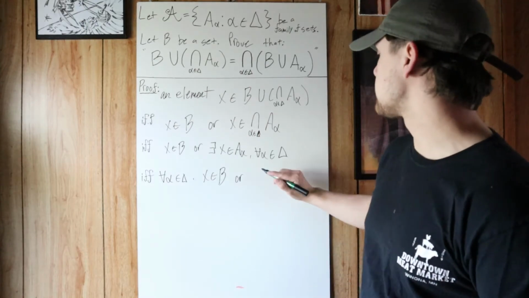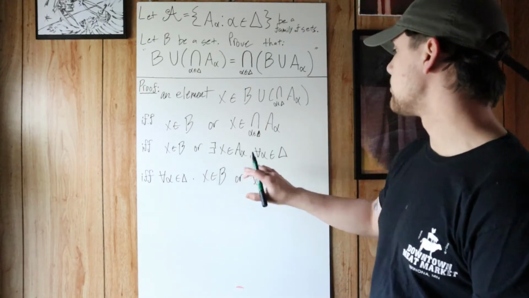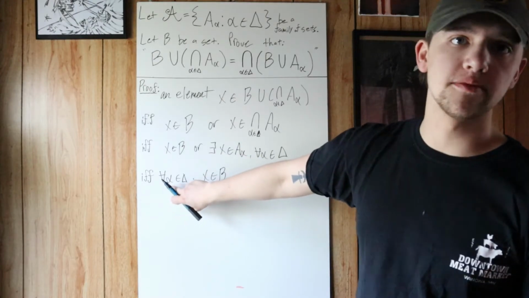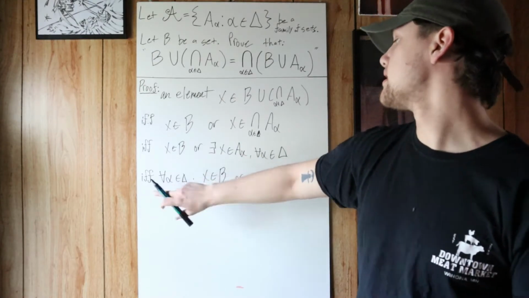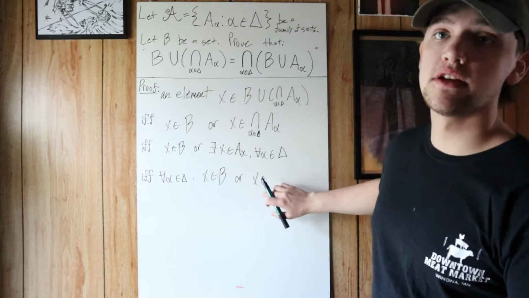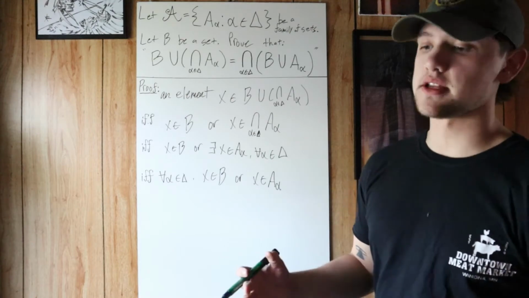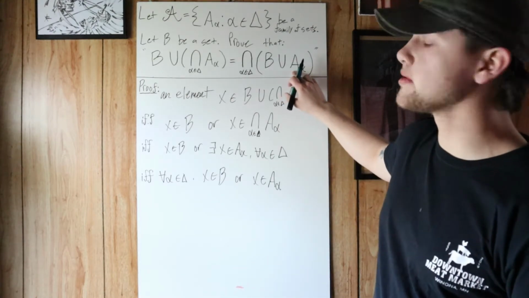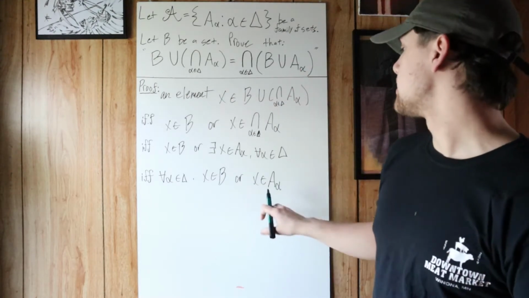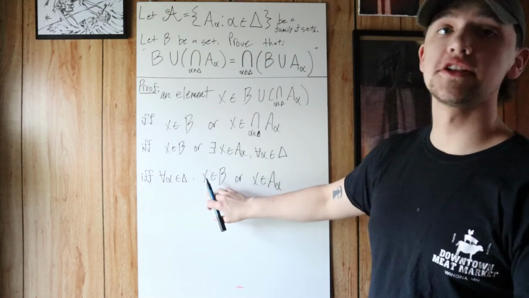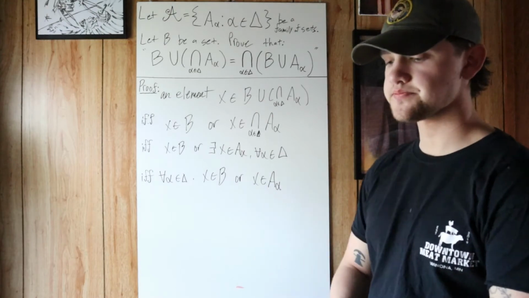X is within, for all alpha subscripts in the index family set, X is within each alpha subscript set. So for every A subscript alpha in our index set, we have that our element X is within that, or X is within the set B.